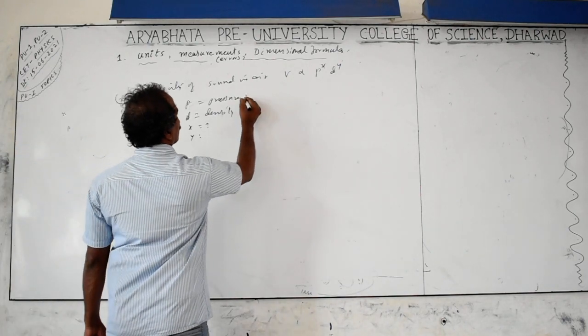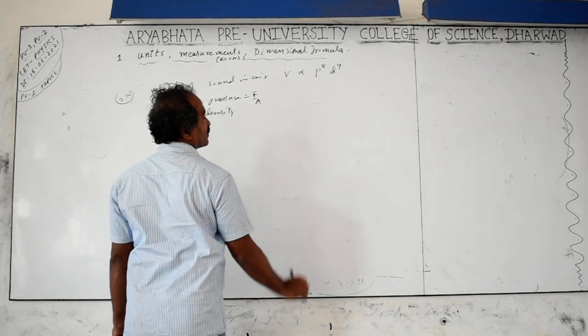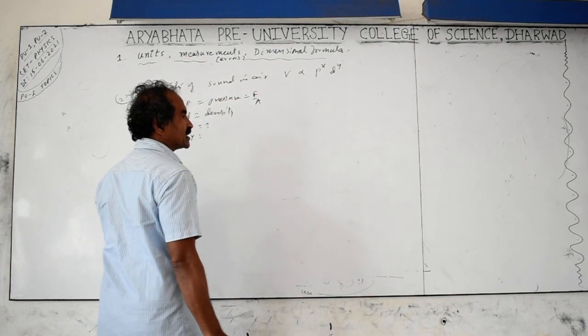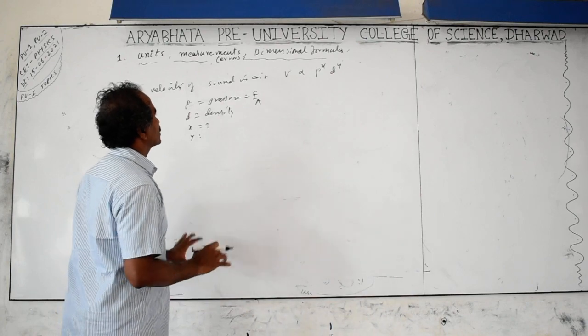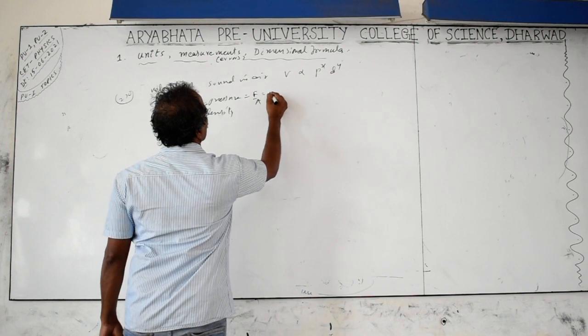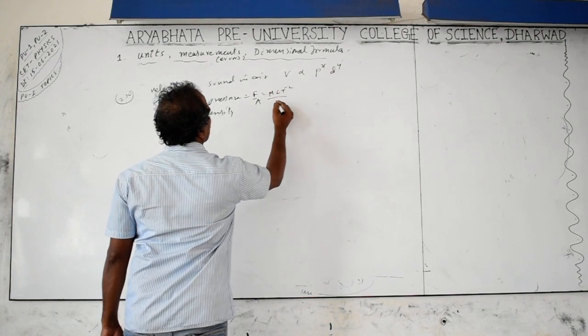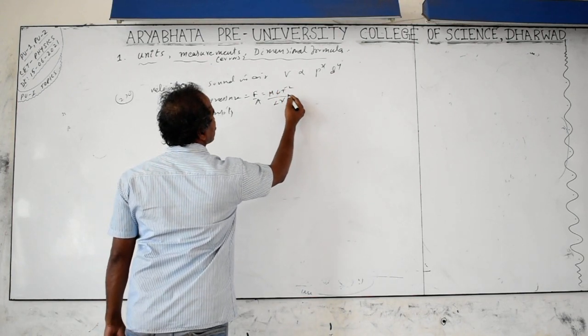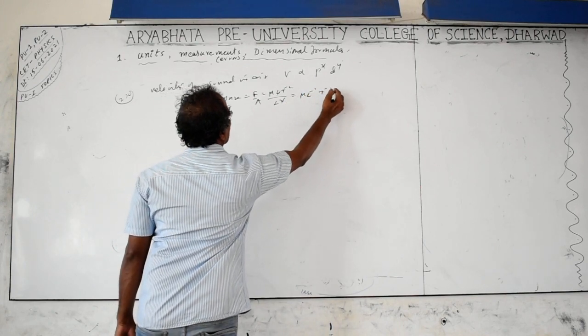Pressure is nothing but force by area. You need to remember the dimension formulas: pressure, energy, power. A few physical quantities you must be able to write directly. Force by area. Force is mass into acceleration, MLT minus 2, by area, which is L square. One L cancels, L minus 1. So pressure is ML minus 1 T minus 2.